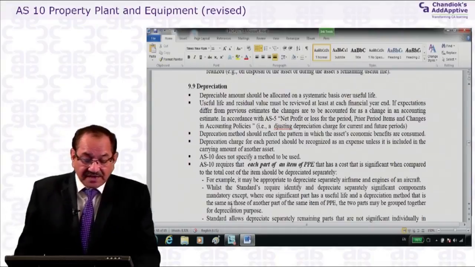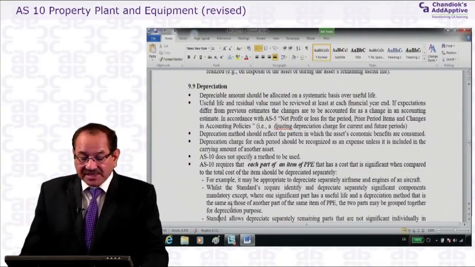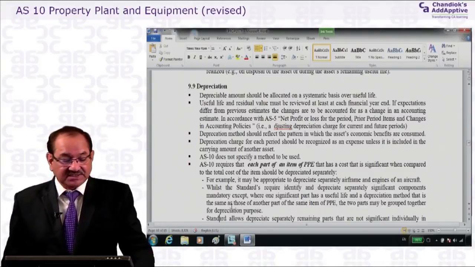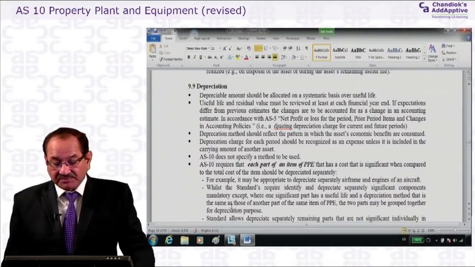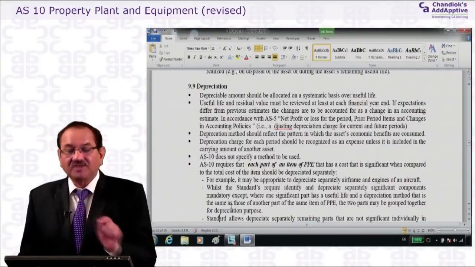It says useful life and residual value must be reviewed at least each financial year, and if expectation differs from previous estimate, changes are to be accounted for as a change in accounting estimate in accordance with AS 5, Net Profit or Loss for the Period, Prior Period Items and Changes in Accounting Policies, adjusting depreciation charge for current and future periods. It says that useful life and residual value must be reviewed.